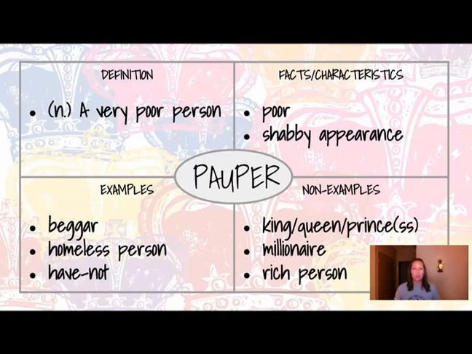Some non-examples. What is the opposite? What is not a pauper? That would be a king, a queen, a prince, or a princess. And that is exactly what Mark Twain is doing in this story, he's trying to show those opposite lifestyles of a prince and a pauper. Also a millionaire, a rich person, really even just an average person would not be considered a pauper.